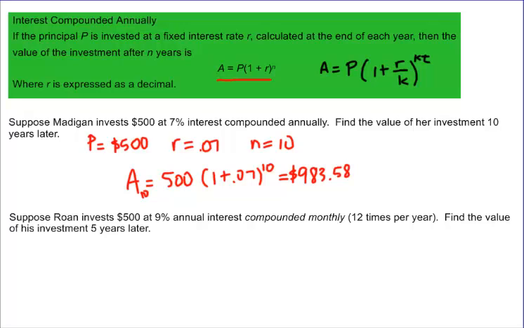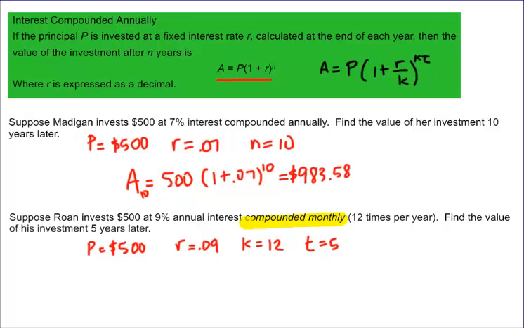Okay, so this compounded monthly part right down here that we're looking at is just going to make the K be equal to 12. And so when we set this up, we're going to look at the principal equal to 500. That part doesn't change. We're looking at the interest rate equaling 0.09. We're looking now at K equaling 12, and we're looking at the time T to be equal to 5. So again, we've got everything we need. We can just substitute all the stuff in.